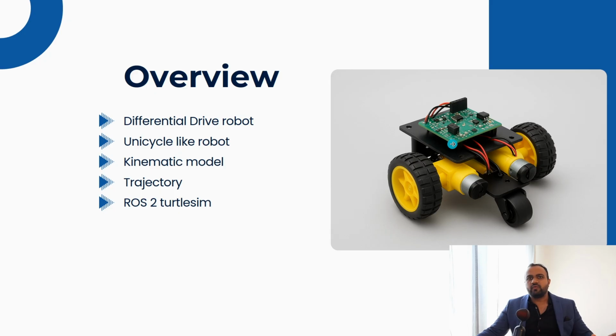So this is the overview. We will see what are differential drive robots, what are unicycle like robots, how we can write the kinematic model, how we can write the trajectories, and the simulation in Turtlesim. For the trajectories, we will learn how the robot is going to make a circle, how our robot is going to make a figure 8 trajectory.